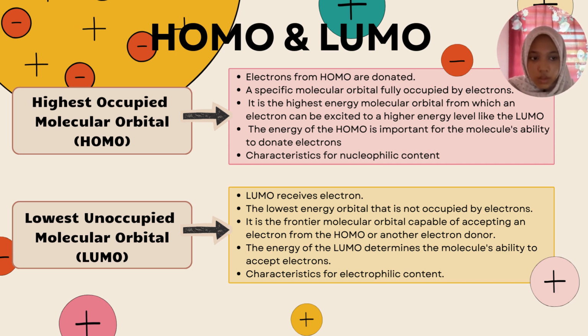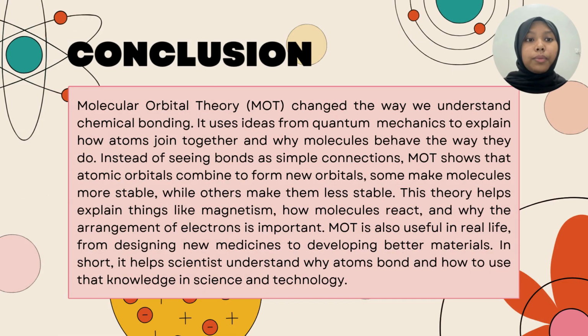LUMO is the lowest unoccupied molecular orbital. The LUMO receives electrons, and it is the lowest energy orbital that is not occupied by an electron. It is the frontier molecular orbital capable of accepting an electron from the HOMO or another electron donor. The energy of the LUMO determines the molecule's ability to accept electrons, and its characteristic is electrophilic.